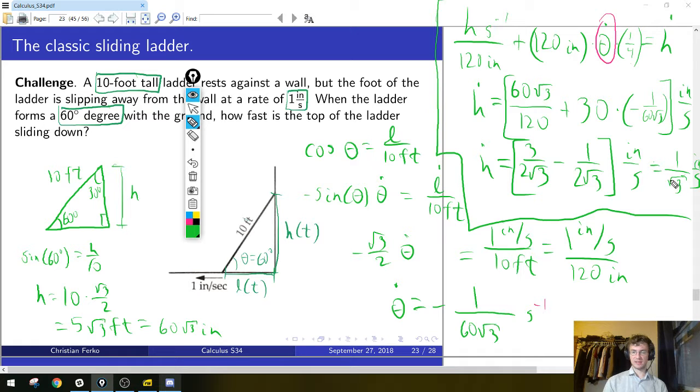I think somewhere I dropped a minus. Well, it says sliding down. If it was sliding up, then it would be negative. But the answer we get should have a minus sign. The fact that it's sliding down should be reflected in our answer, right? The way that we've defined the quantities in this problem, h is this vertical height and L is this horizontal distance. So L dot should be positive and h dot should be negative, right? Yeah. So we made a mistake somewhere.